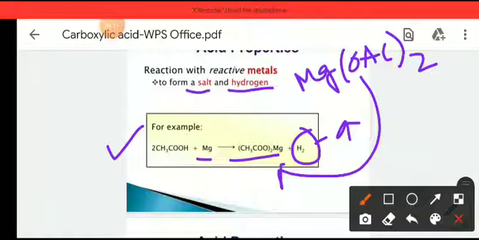Okay, so whenever the reaction takes place, like a strong acid or weak acid being reacted with a metal, it will form a salt and hydrogen. And this hydrogen will be evolved from the system as a gas. Similar is the case of carboxylic acid. Whenever a weak carboxylic acid is reacted with a metal, mainly the alkaline earth metal magnesium, it will form a salt and hydrogen, and this hydrogen will be taken off from the system as a gas.